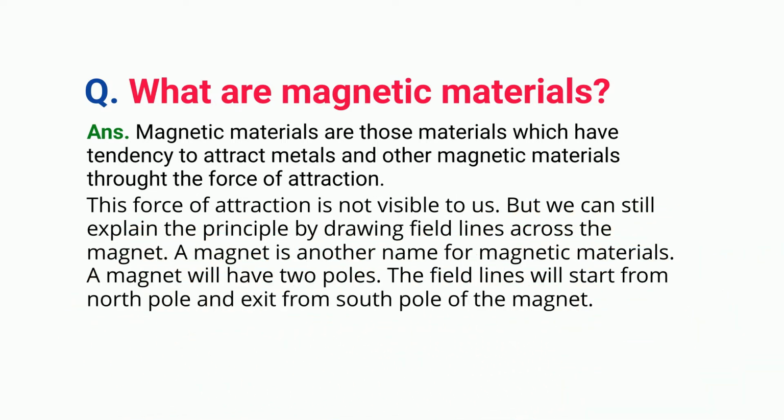A magnet will have two poles. The field lines will start from the north pole and exit from the south pole of the magnet.